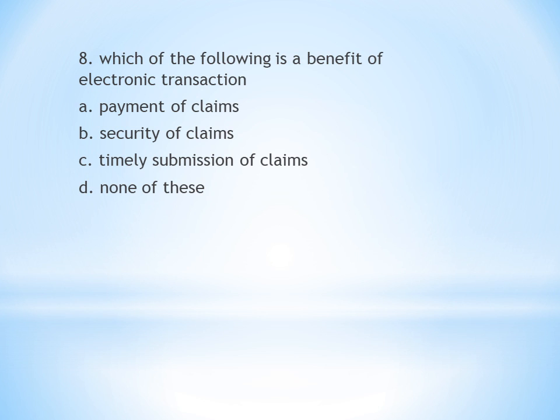Next one, which of the following is a benefit of electronic transaction? A. Payment of claims. B. Security of claims. C. Timely submission of claims. D. None of this. The answer is timely submission of claims. Electronic transactions have the benefit of timely submission of claims to insurance carriers and proof of transmission of the claims. Timely submission of claims means claims will be submitted on time.